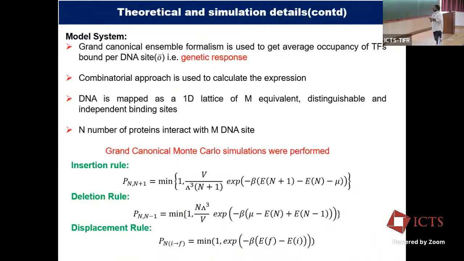So now, what are our theoretical simulation details? We have considered the grand canonical ensemble formalism to calculate the occupancy of the transcription factor. It need not necessarily be a transcription factor. It can be any protein or biomolecule, or even a ligand molecule. We have used a combinatorial approach because we wanted to simulate it also, so it fitted our interest. We have DNA as a 1D lattice of M equivalent, distinguishable, and independent sites. Initially we started with indistinguishability, but DNA has specific and non-specific sites, so that's why distinguishability comes into the picture. Here n proteins are interacting with the M DNA sites.